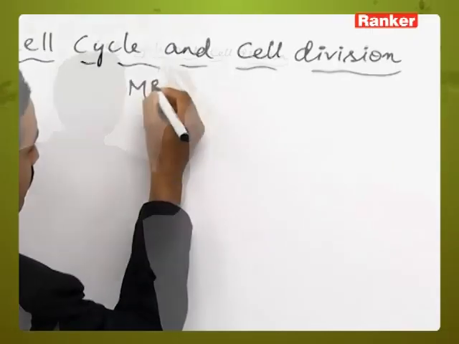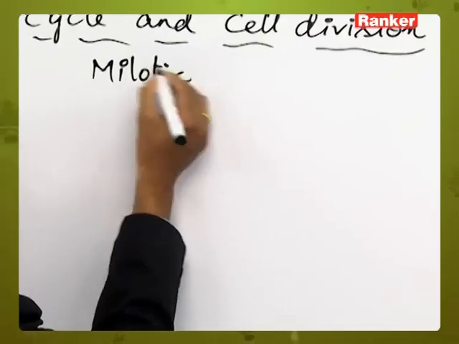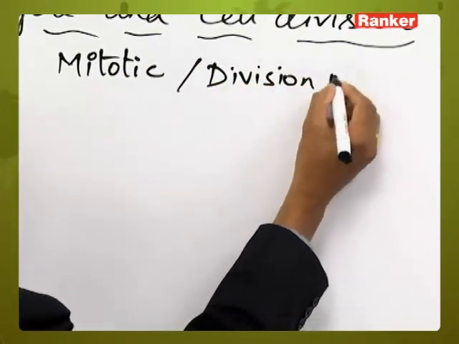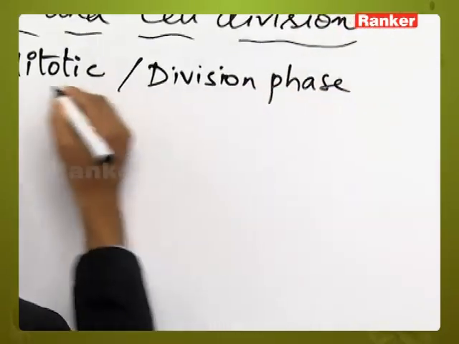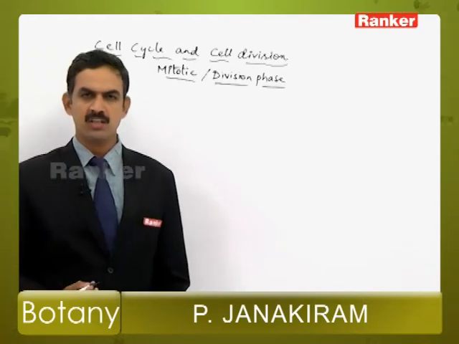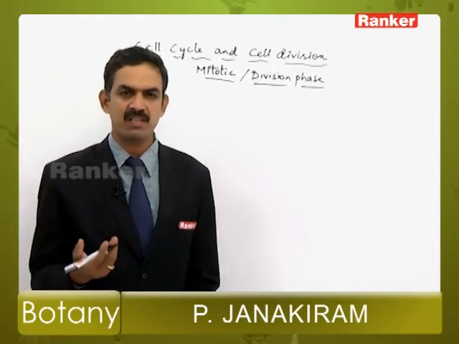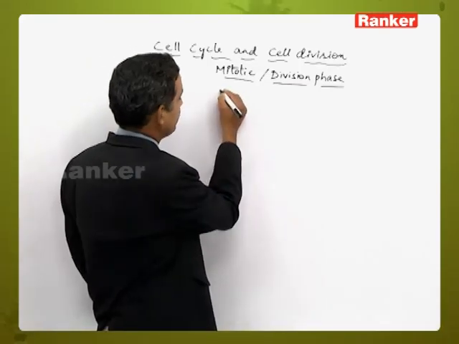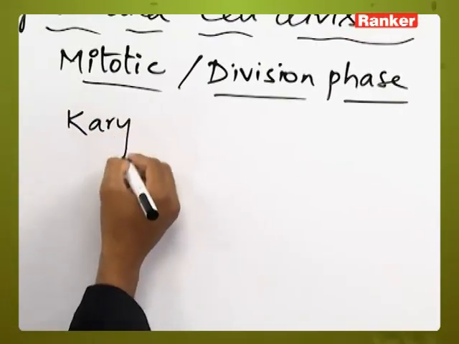Mitotic phase, or otherwise we can call it the division phase. Here this is a phase where the nucleus will divide to form two daughter nuclei, and also the cell will divide to form two daughter cells. So here it is starting with the first stage, karyokinesis.